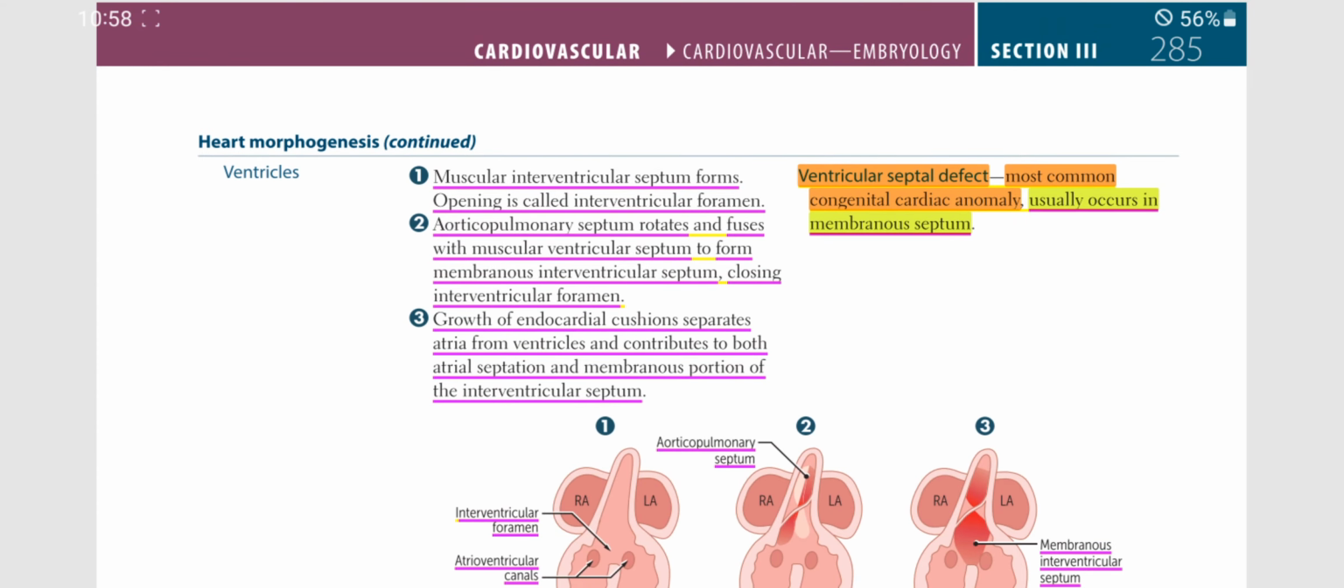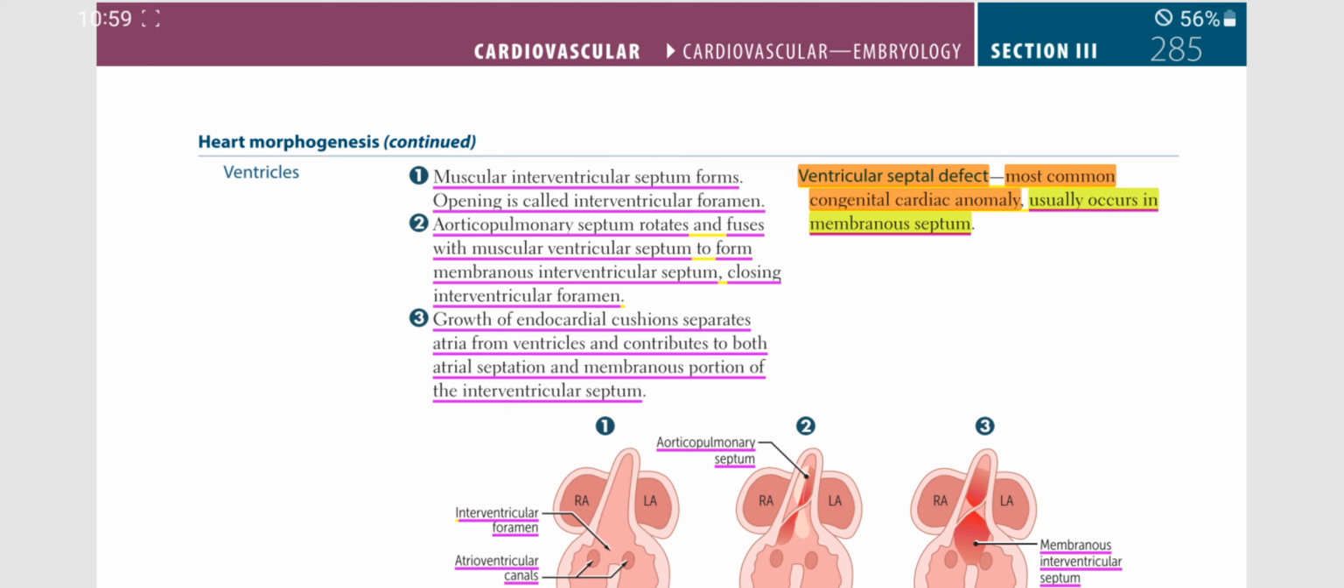Okay, then we have the ventricles. The muscular interventricular septum is first formed. The opening is called the interventricular foramen, just like in the atria the interatrial foramen, which was the foramen ovale. Then the aorticopulmonary septum rotates and fuses with that muscular ventricular septum, forming the membranous interventricular septum and closing the interventricular foramen.